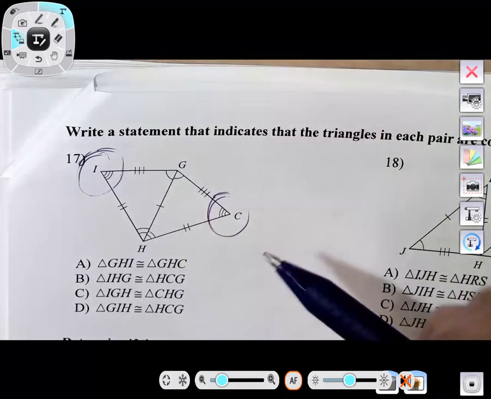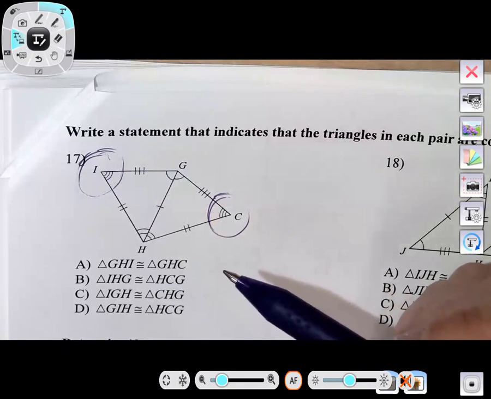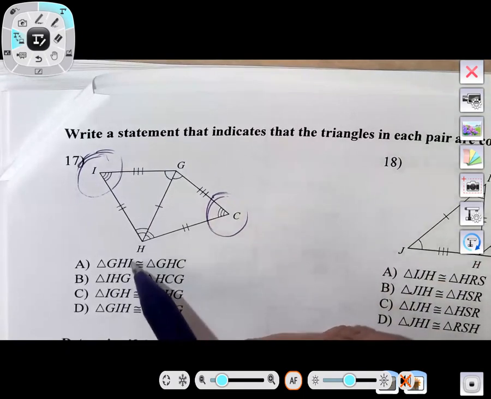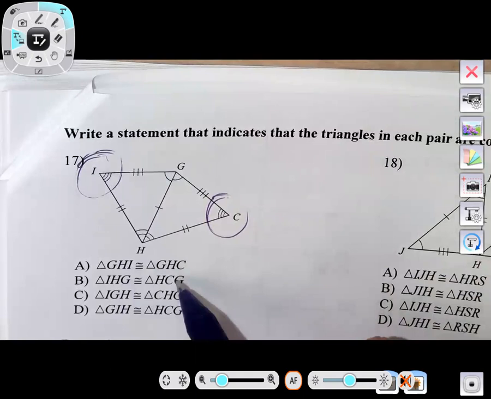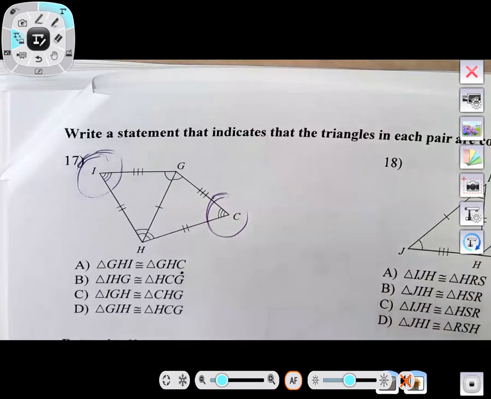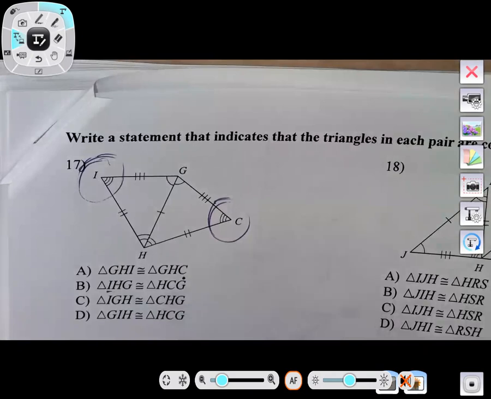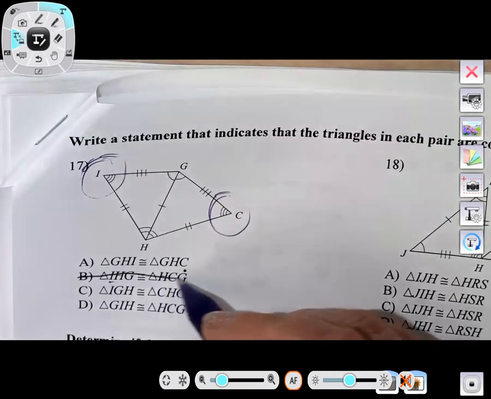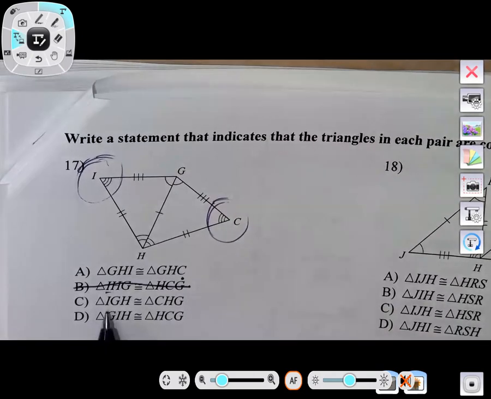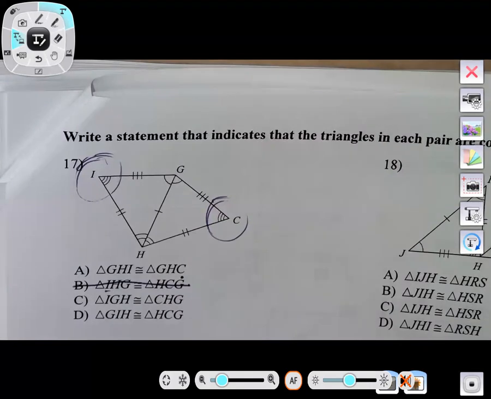So that means in the congruent statement, they should appear in the same spot. So see how this one has I as the last letter? That means C should be the last letter over here, and it is. So A is still looking good. But look at B. I is first and then C is in the middle. That doesn't work out. So B cannot be the right answer. I and C match up in choice C, so I'll leave that. I and C match up here as well. Okay, so I'll leave that.